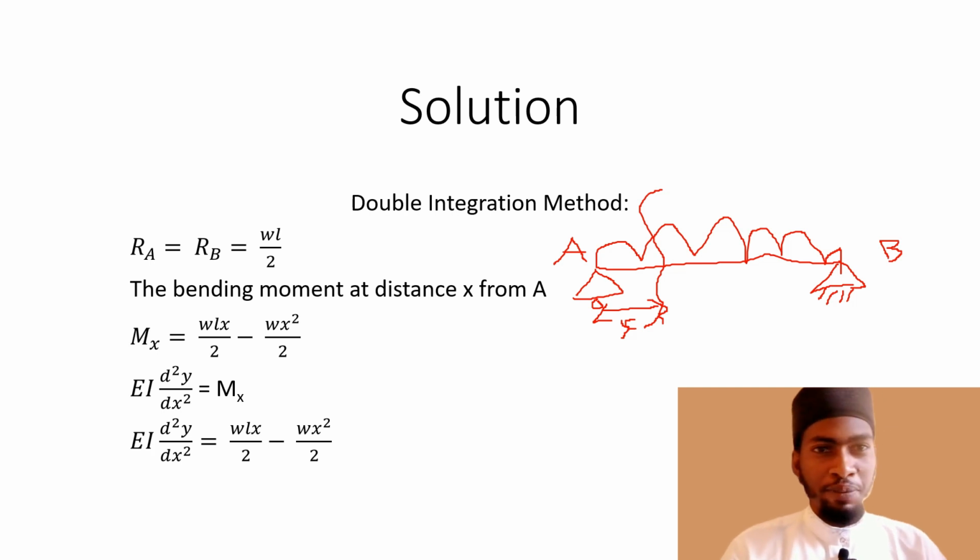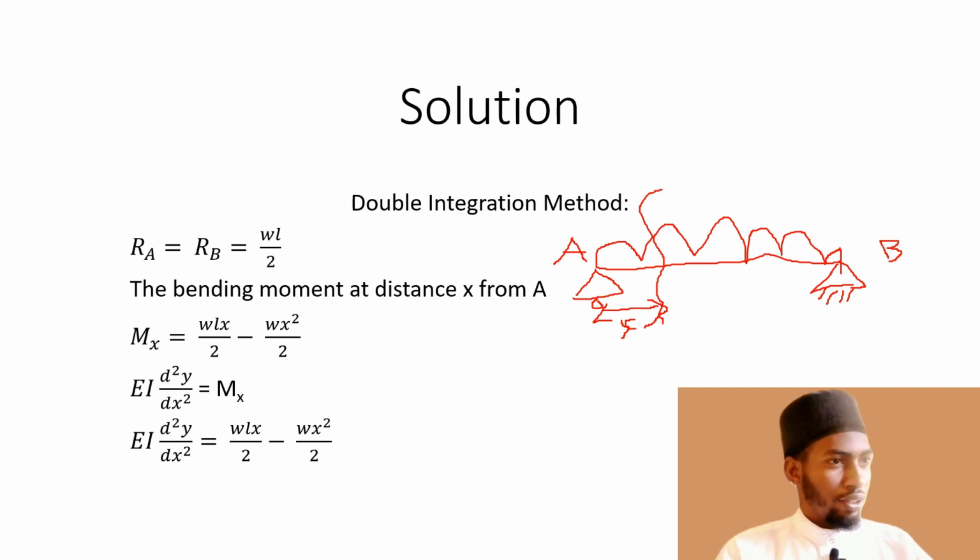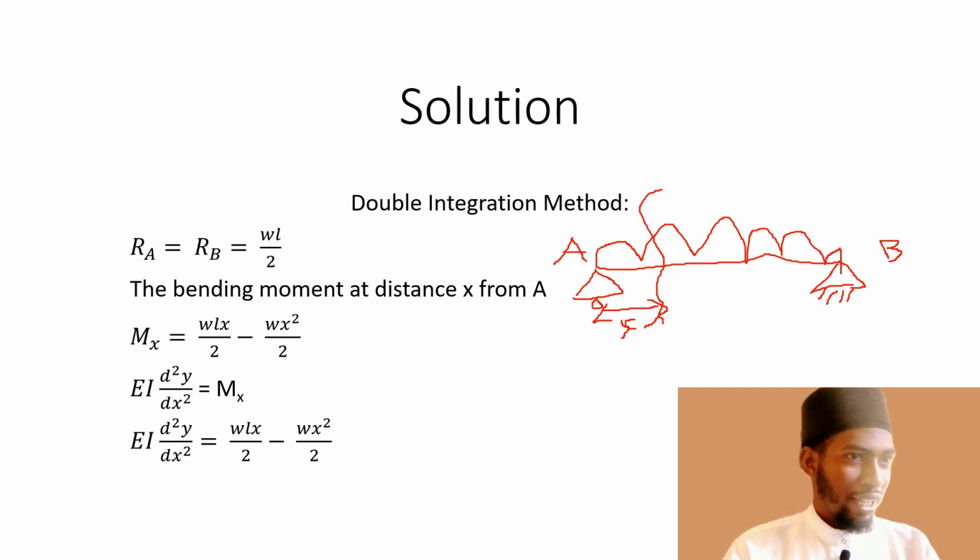So if that is the case, our RA, our reaction at A, multiplied by the distance x will give us a positive moment. Which means we have RA times x, and RA is WL over 2.